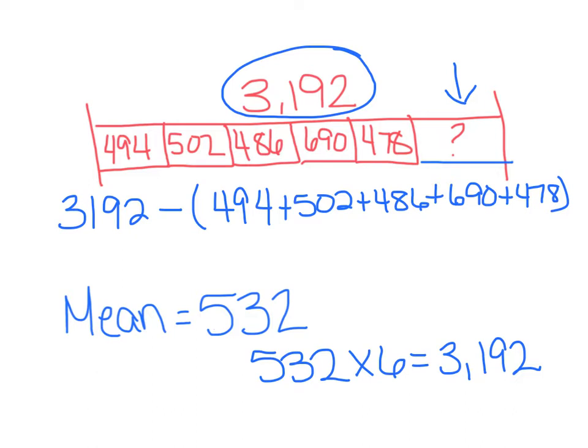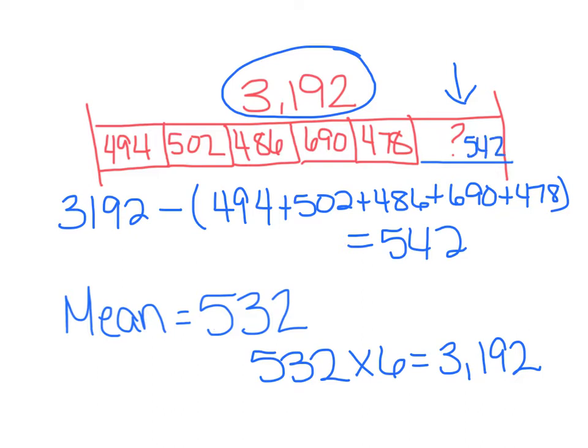And then we would subtract. So if I do that on my calculator, I'm going to get 3,192 minus 494 minus 502 minus 486 minus 690 minus 478 gives me 542. So the missing piece to this puzzle is 542.